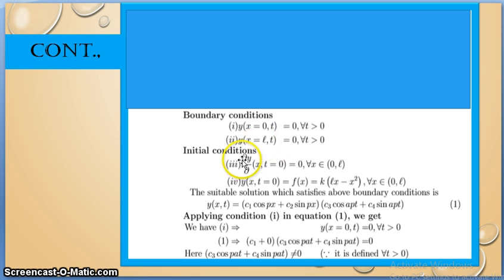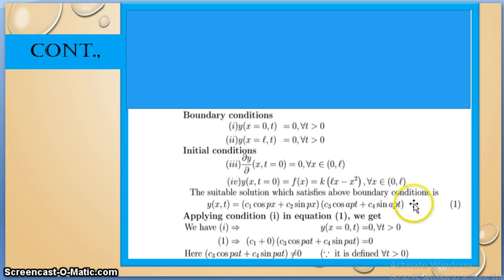Next is the correct solution for the one-dimensional wave equation: y of (x, t) equal to (c1 cos px plus c2 sin px) into (c3 cos pat plus c4 sin pat). In the previous class I wrote a1, a2, a3, but here I write c1, c2. So don't get confused, both are the same formula. We can take this as equation number 1.